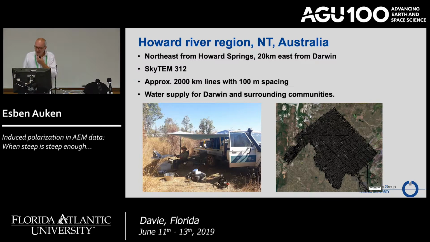We are in the northeast part. We are west of Darwin, so in the very north part. It was a SkyTem 312 survey flown not too long ago. There is approximately 2,000 line kilometers of data, and the purpose of the investigation is a water supply for Darwin, to map groundwater for Darwin and the surrounding communities. So Darwin will be up here, and here is an outline of the flight paths.